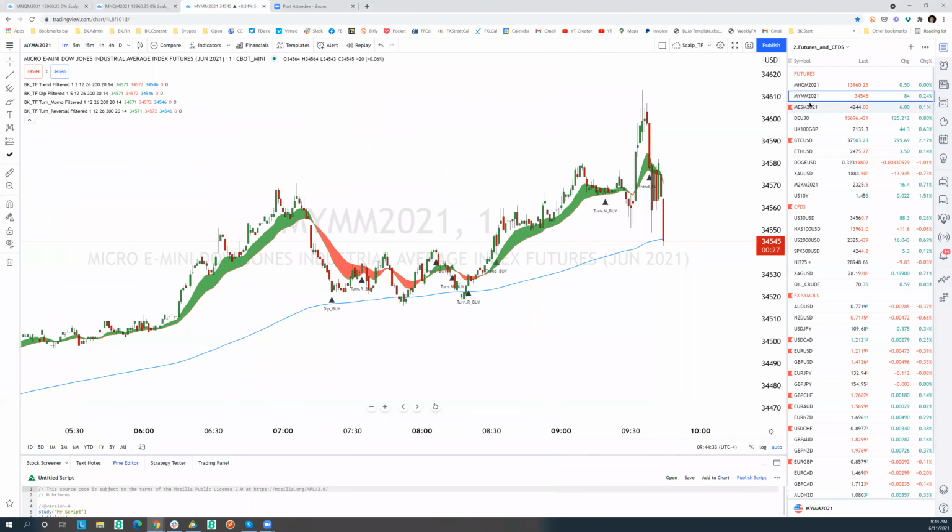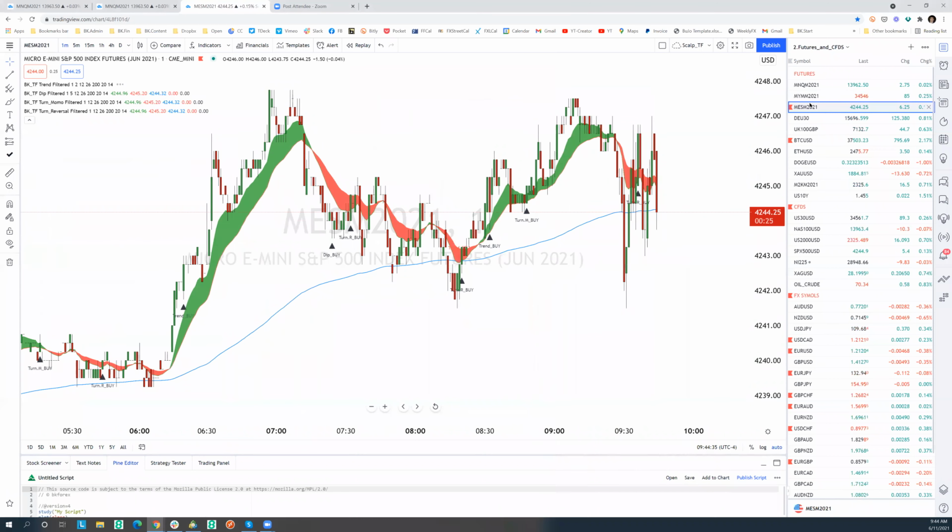Let me see what's happening on the S&P here. S&P also is basically buy limit bias. You ignore the first one, the second one works fine. The third one is opening rotation, so again, you have to ignore it. And now we have to see what the next thing brings.